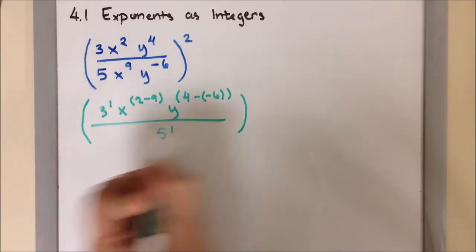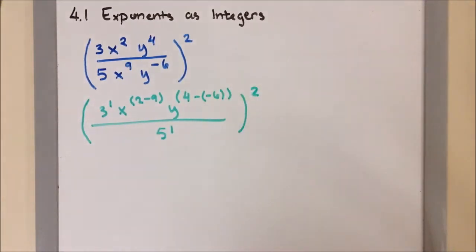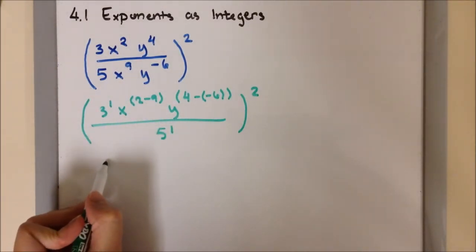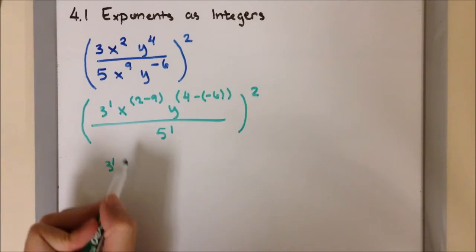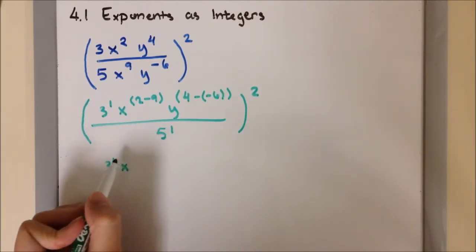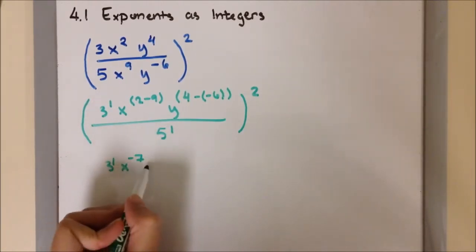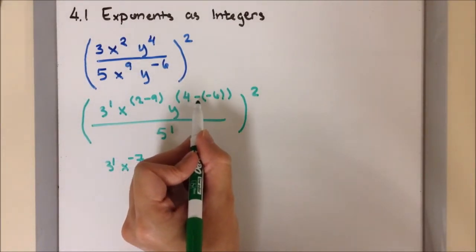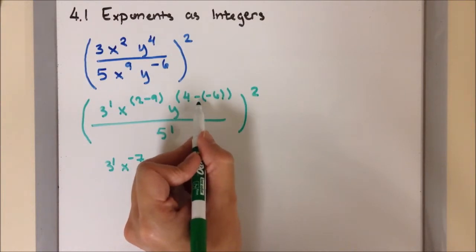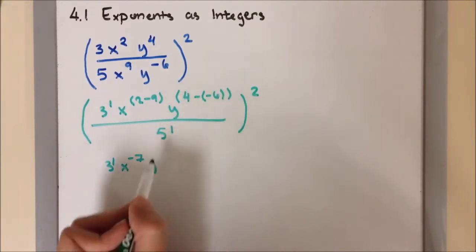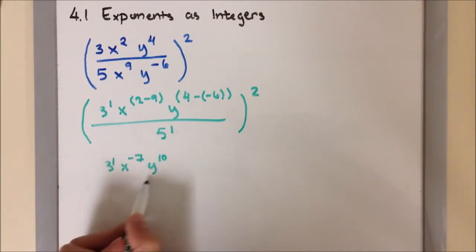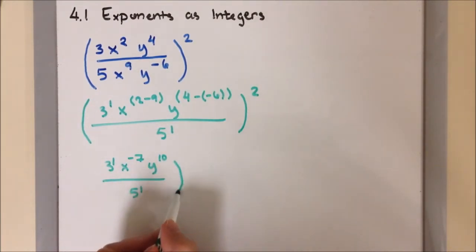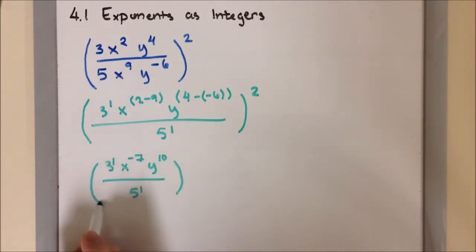And then I still have the exponent outside the parenthesis. Alright, so let's simplify my x and y's. So the number bases will stay the same, so 3 to the 1 power. So x, 2 minus 9 would be -7. And then my y becomes, since it's 4 minus -6, that means 4 plus 6. So 4 plus 6 will be y to the 10th power over 5 to the 1 power. The whole thing still has the exponent of 2.